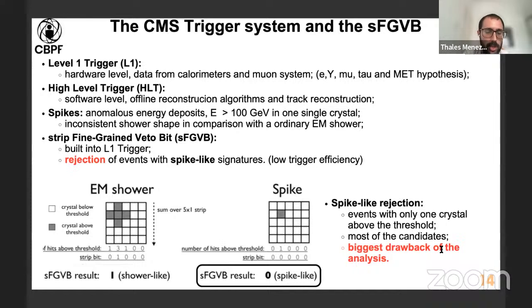So we have a huge amount of energy in just one single crystal of the ECAL, which is exactly the kind of signature that we're expecting the monopoles to have in the interaction with the ECAL. But this behavior is quite inconsistent when we compare it with ordinary electromagnetic showers. So for this reason, this feature of the trigger system should reject this kind of events, which for some analyses is just a spike, just noise, and for our analysis it's our signal signature. So this trigger, this spike killer trigger as they call it, is the biggest drawback of the analysis.